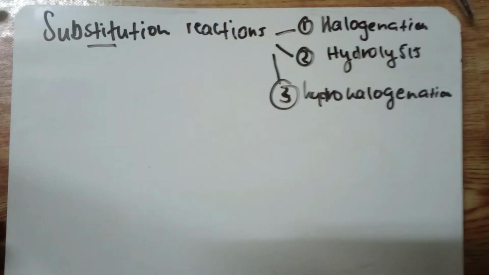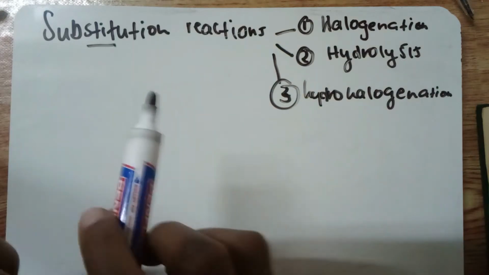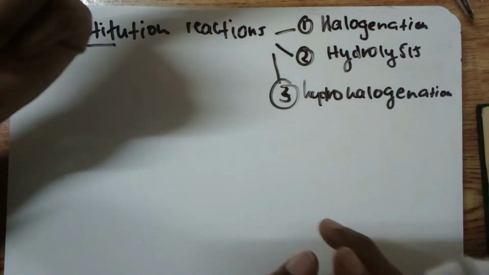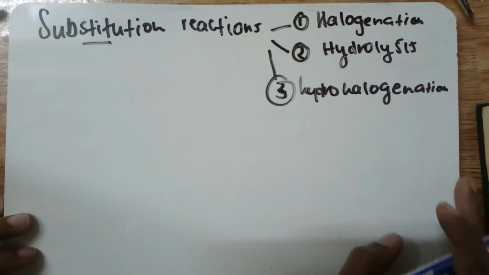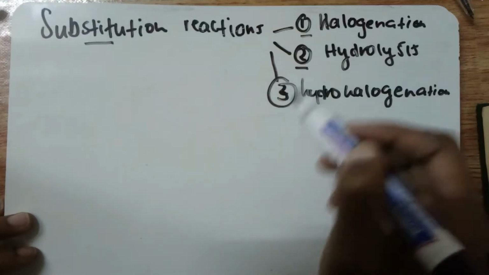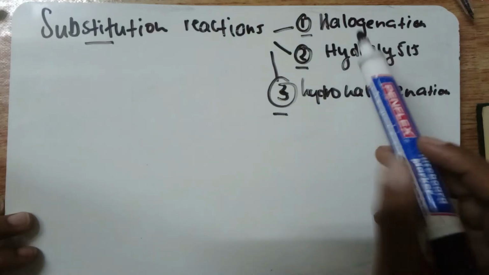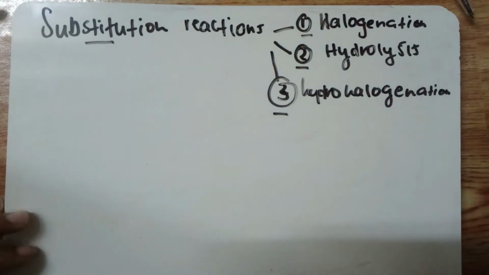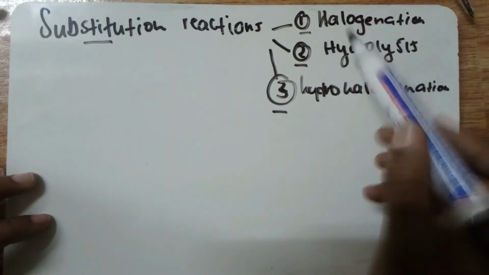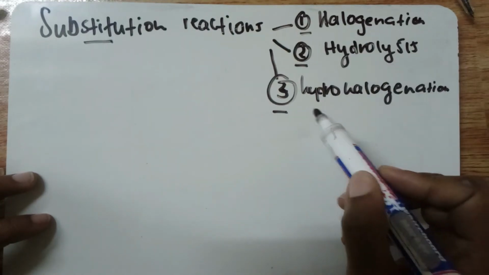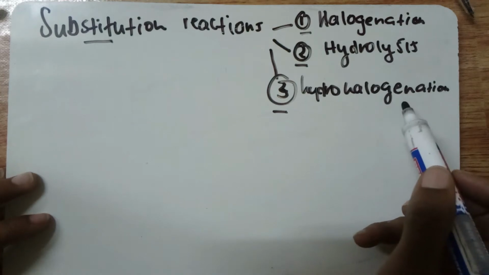We are on the third type of organic reaction that we should know at this level. Remember, we've already spoken about addition, elimination, and now we're speaking about substitution reactions. There are three types of substitution reaction that you need to know at your level. The first one is halogenation, and you'll see how that process proceeds. The second one is hydrolysis, and the last one would be hydrohalogenation, right?